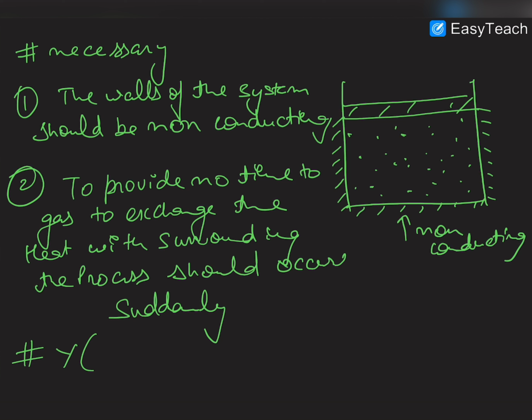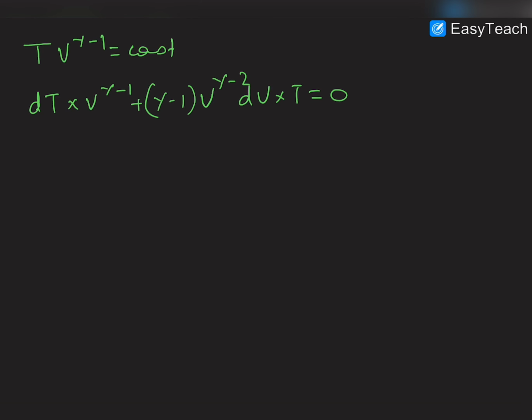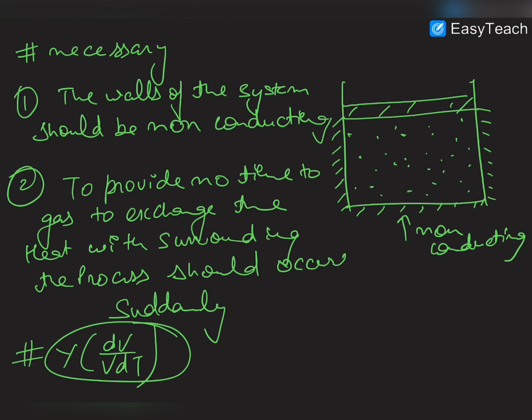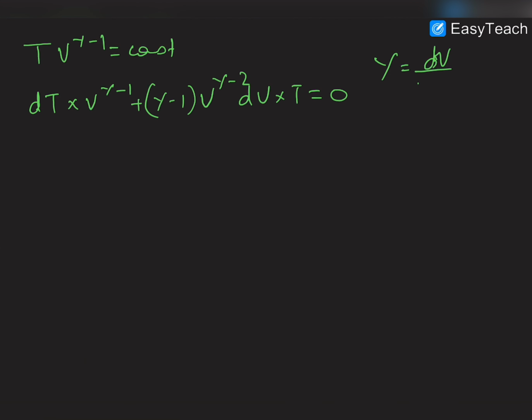That gamma was the volumetric expansion coefficient. It was dV by V dT. Now we know that T V to the power gamma minus 1 is constant. This is also the adiabatic equation. So if we differentiate this equation, then dT into V to the power gamma minus 1 plus gamma minus 1 into V to the power gamma minus 2 into dV into T is 0. So this is the differentiation of this term, and we need to find out dV upon V dT, since gamma will be equal to dV upon V dT.